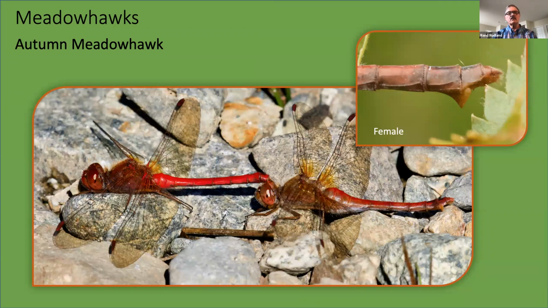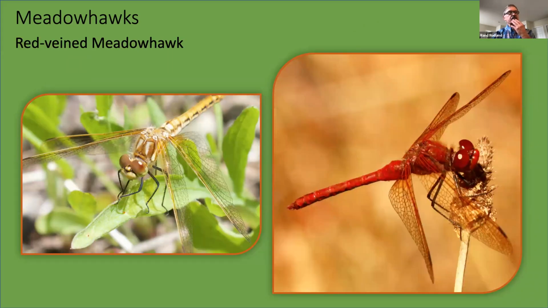Moving on to the next one, the autumn meadowhawk. Looks very similar, but it has yellow legs, whereas the previous one had dark legs. And this one really has a distinct scooping on the female for egg laying. So this one you'll see more later on in the year, but these are the identifying characteristics.